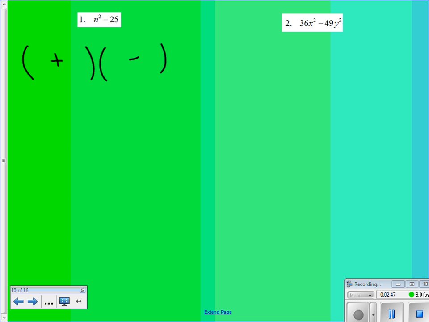So then I want to put the square root of the first term in each parenthesis. So I'm going to take n squared, and I want to take the square root of it. Taking the square root of a square is just that thing itself. So n squared, when we take the square root, is just going to be n. Then we want to take a square root of the second term, which is 25. So then the square root of 25 is 5.